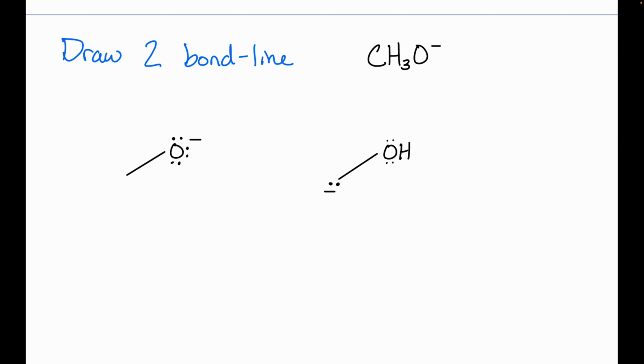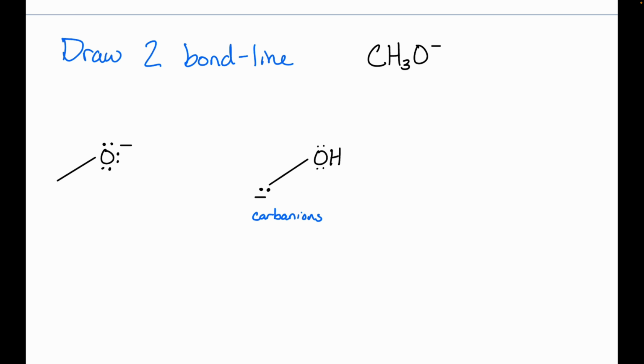All right. We had a fancy name for these negatively charged carbons. What did we call those? Carbanions. Everybody take a second and now draw me, I specifically want the Lewis structure of a carbocation.